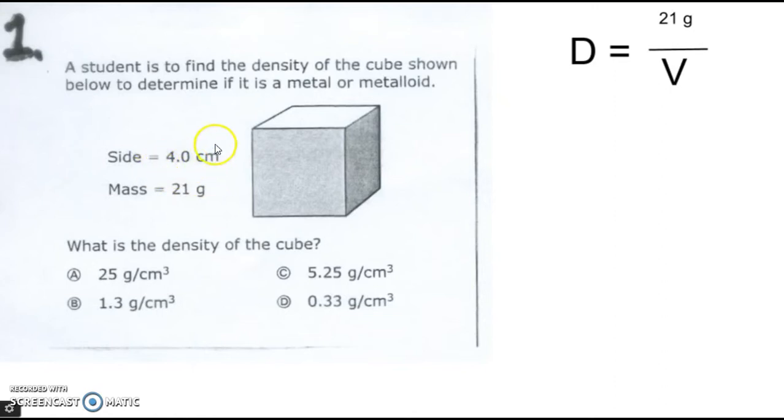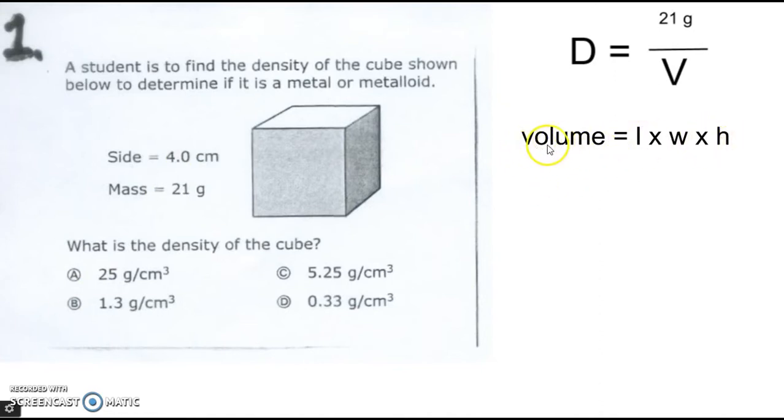All we have is the side length of the cube, which is 4 centimeters. But that's okay. A cube is a regular figure, and the volume is length times width times height. Since it is a cube, the length, width, and height are all the same. They're all 4 centimeters, so you can put 4 centimeters in.